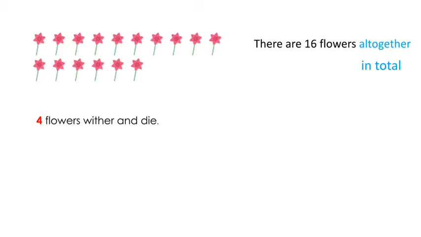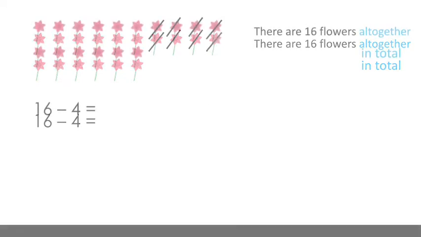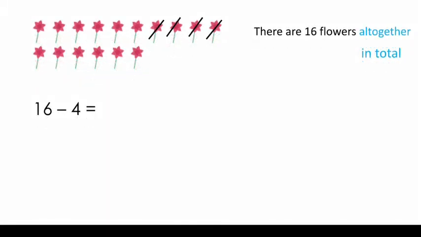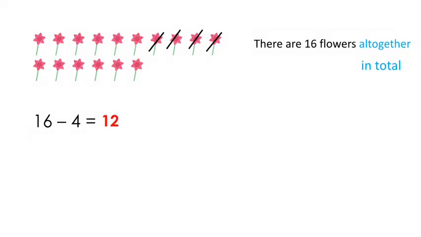So to solve this subtraction problem, we need to do 16 subtract 4, because 16 is how many flowers we have all together, and 4 is how many flowers have died. Now we need to cross out 4 flowers. 1, 2, 3, 4. Now let's count how many flowers are left. If you said there were 12 flowers left, you are amazing, you got it right, and give yourselves a big marshmallow clap.